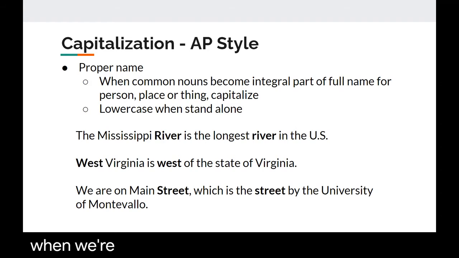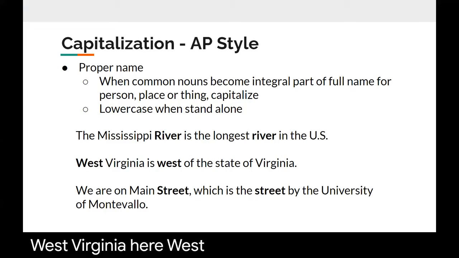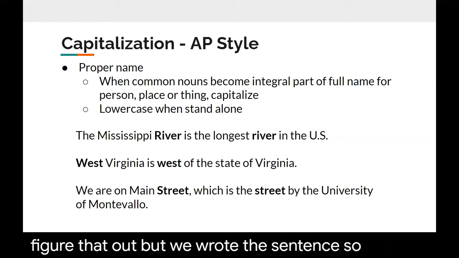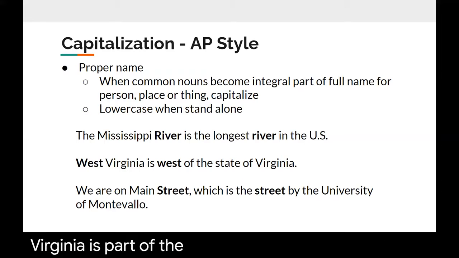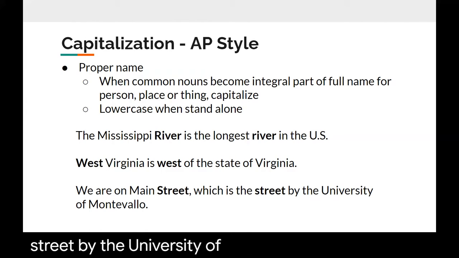However, when we're referring just to rivers as common nouns, it's going to be lowercase because it's not referring to a specific proper name. Same thing with West Virginia here. West Virginia is west of the state of Virginia. Hopefully you can use common sense and figure that out, but we wrote the sentence. West Virginia is part of the state's name, while the direction of west is lowercase because it's not referring to a proper name. We are on Main Street, which is the street by the University of Montevallo.